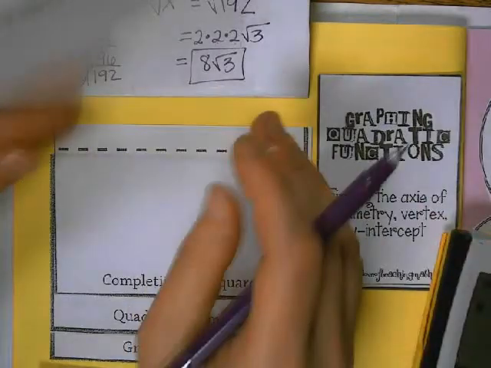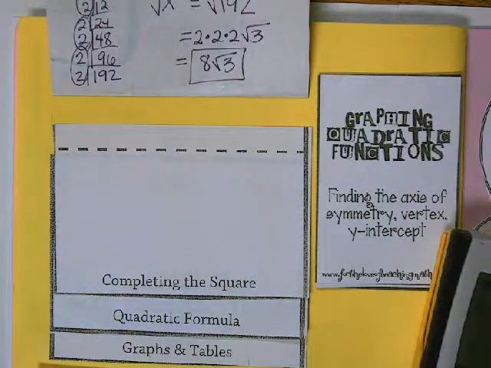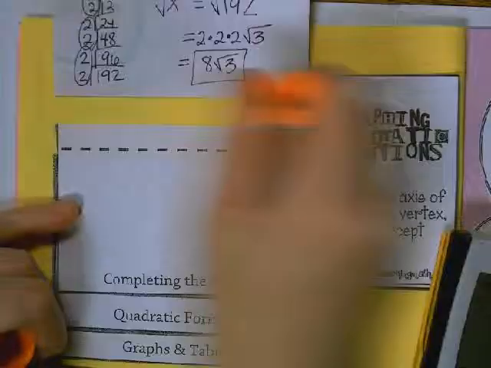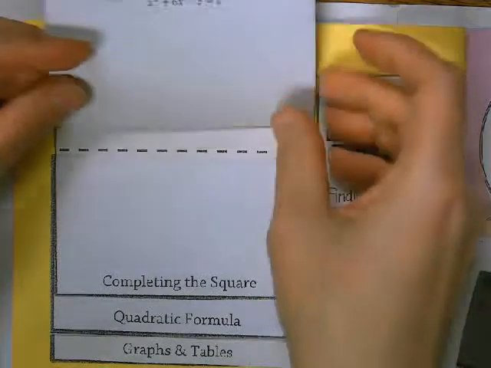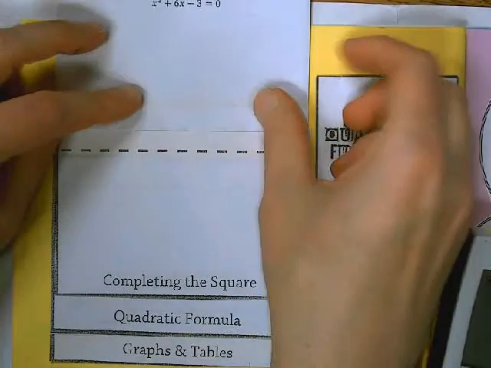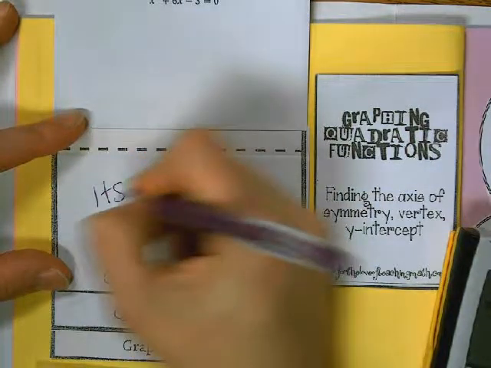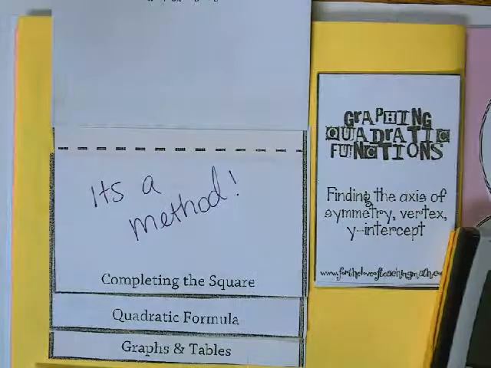Alright, the next one is completing the square. I have not taught you about completing the square. However, you need to be aware that completing the square is a method for solving quadratics. Just because they might ask you which one of these is not a method for solving quadratics, and so you need to know that completing the square is a method. So I'm just going to say here, it's a method, but you don't have to know how to do it this year. You'll learn it in Algebra 2.